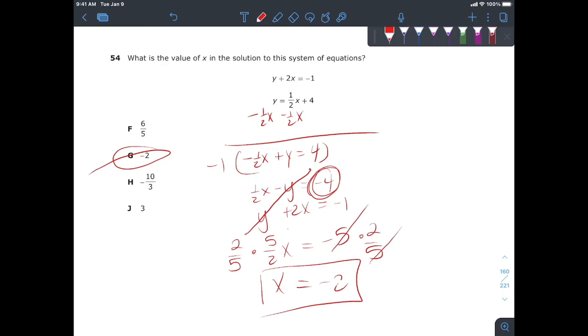This is why you should always check your work. All right, guys. That's it for the 2017 STAAR release.